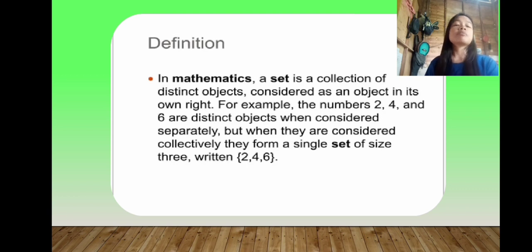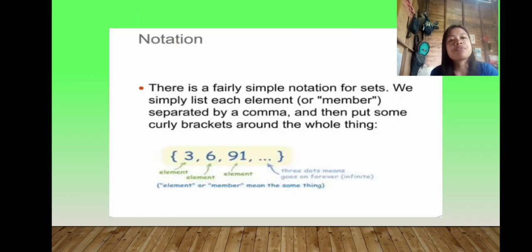Definition. In mathematics, a set is a collection of distinct objects considered as an object in its own right. For example, the numbers 2, 4, and 6 are distinct objects when considered separately, but when they are considered collectively, they form a single set of size 3, written like this: {2, 4, 6}.